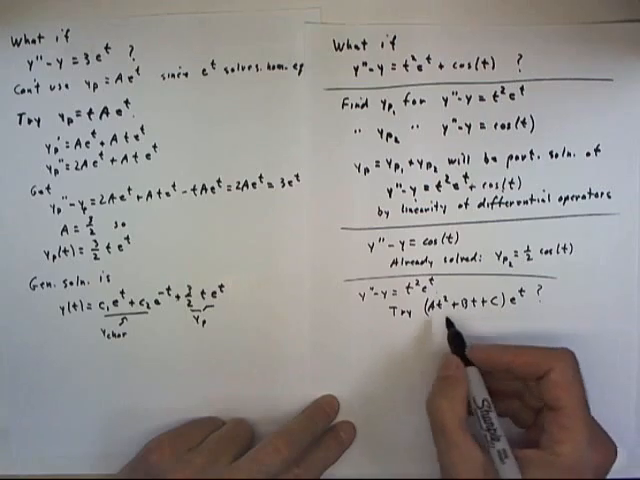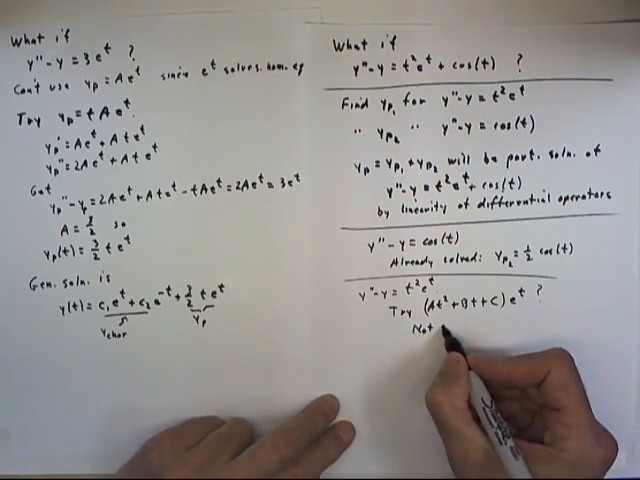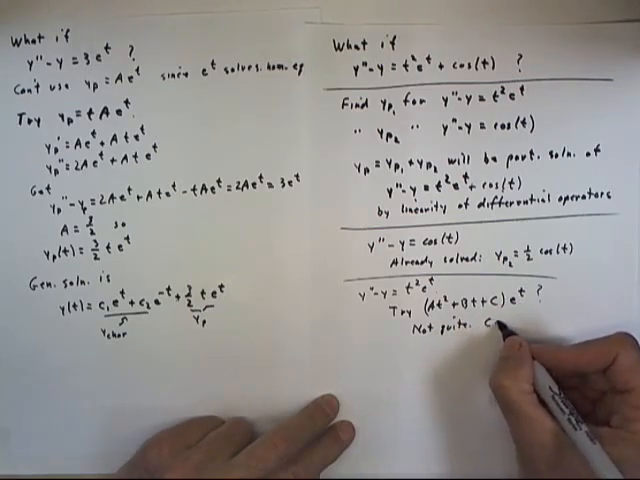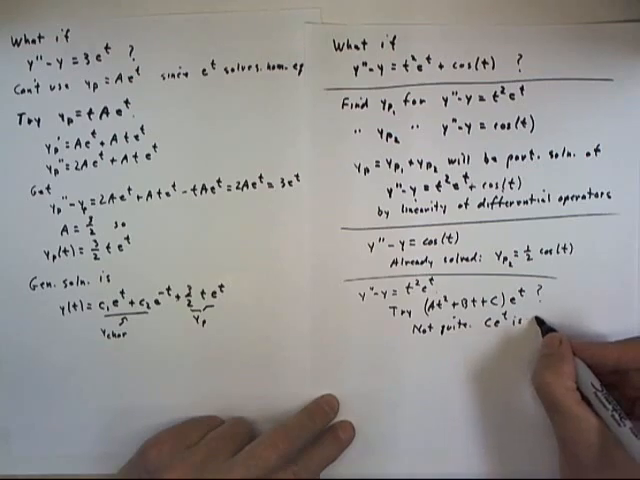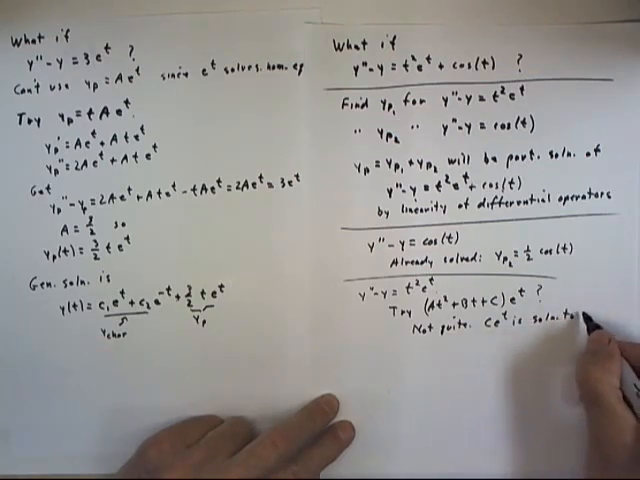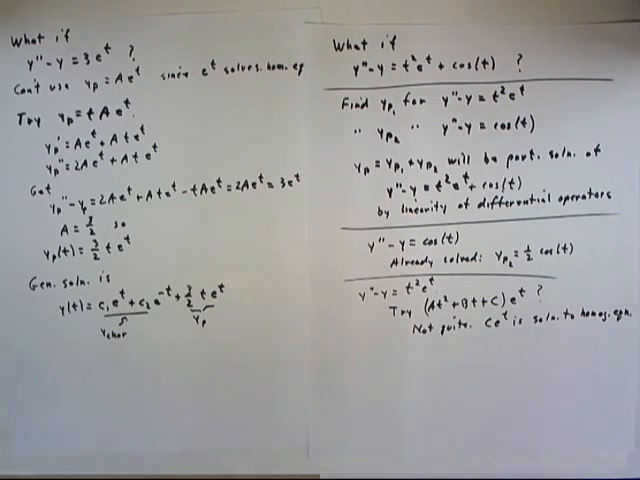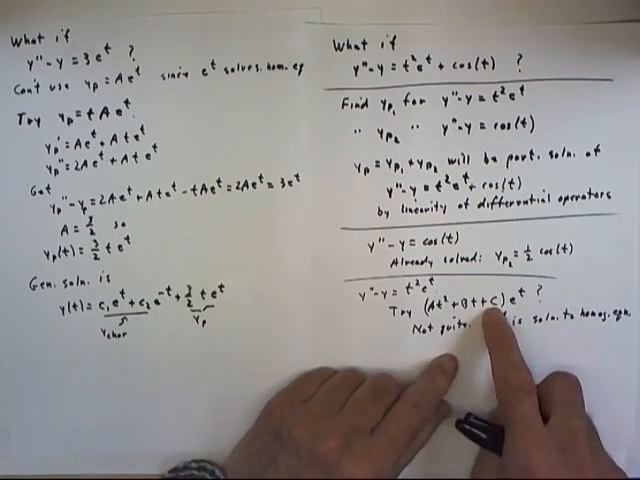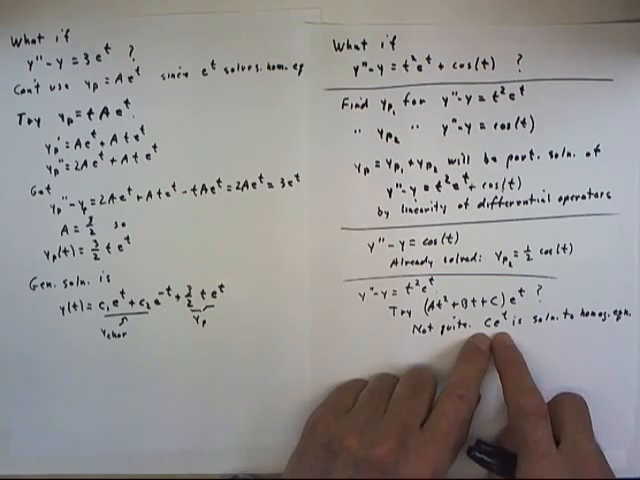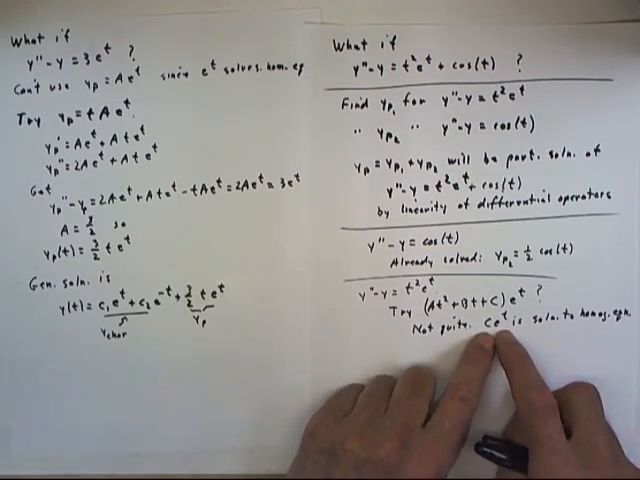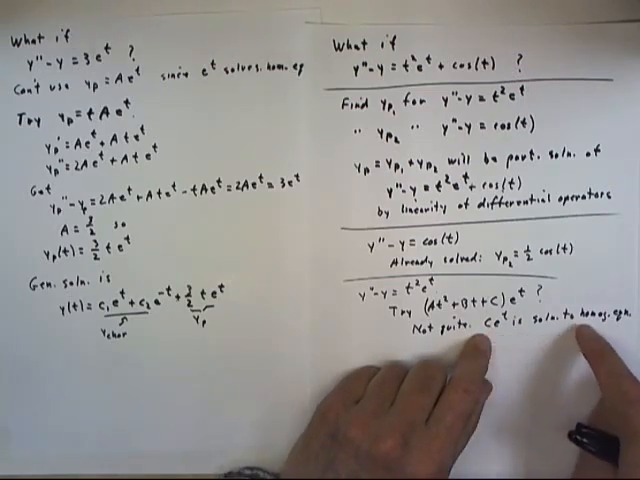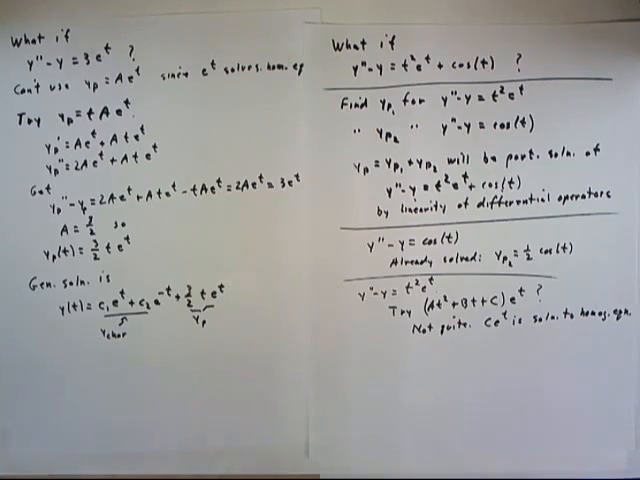So do we want to try that? Not quite, because the c e to the t is a solution to the homogeneous equation. We could include this term, but it's going to have to be 0, since c e to the t would end up equaling 0 anyhow. It really doesn't add anything to the homogeneous solution that we already have.